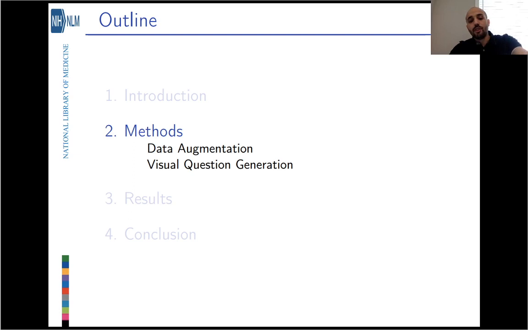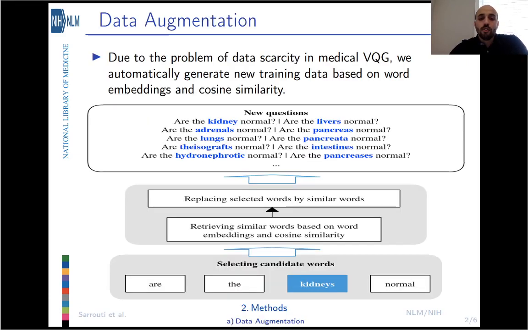In this work, we introduced a visual question generation system that is able to generate natural language questions when shown radiology images. So, due to the problem of data scarcity in medical visual question generation, we first generated new training data based on data augmentation techniques. We used the existing medical visual question answering dataset about radiology images to create more training data for the models.